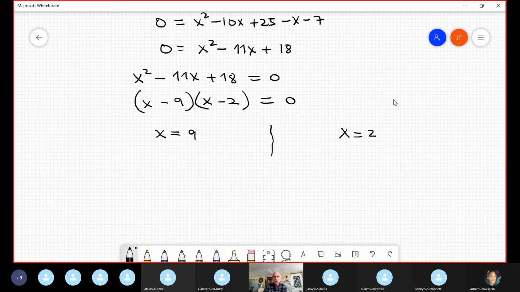Okay, and this is the most important moment, the checking part. Checking where? In the original equation. I want to copy here the original: the square root of x plus 7, plus 5, equals x. This is my original equation. Checking 9 and checking 2 here. I need verification. Is this statement true or false?